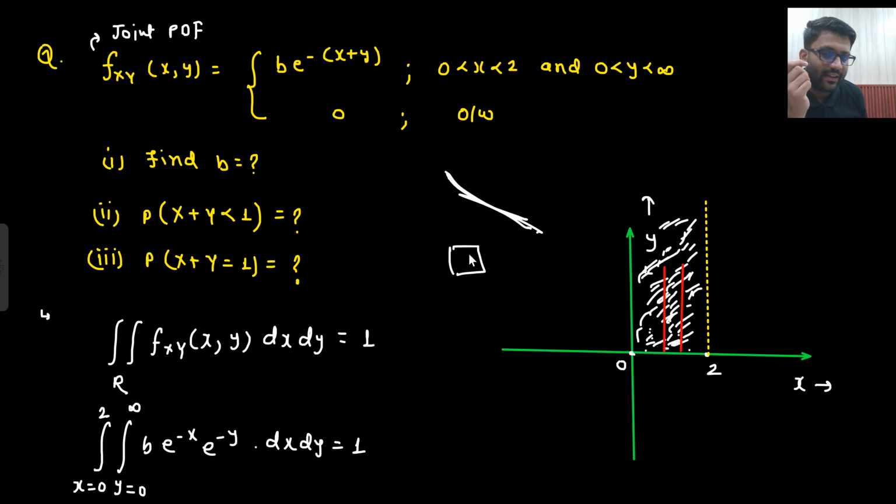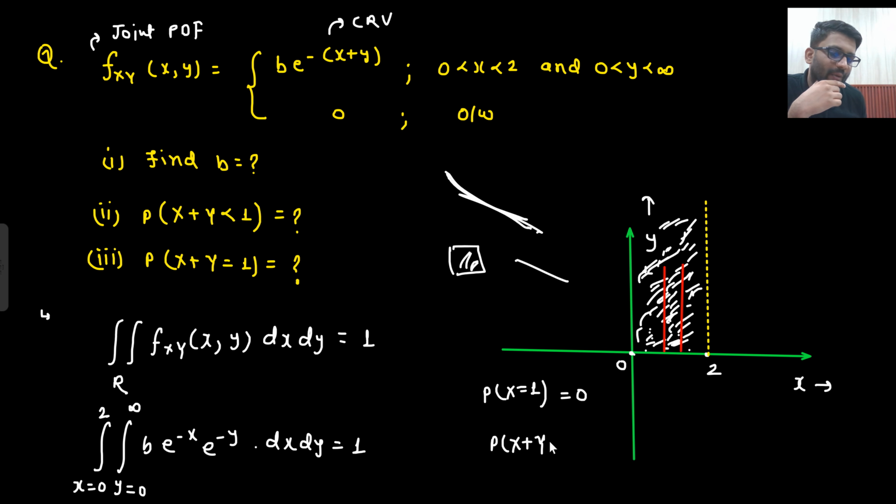One line, two lines, three lines, four lines, does this have any area? What will be the area of this line? 0 only, no? And just think about it, probability of x equals to 1 in case of a continuous random variable. When there was only a one dimension random variable, what was the probability of x equals to 1? 0. So in case of a two dimension random variable, the probability of x plus y equals to 1 would be equal to 0.